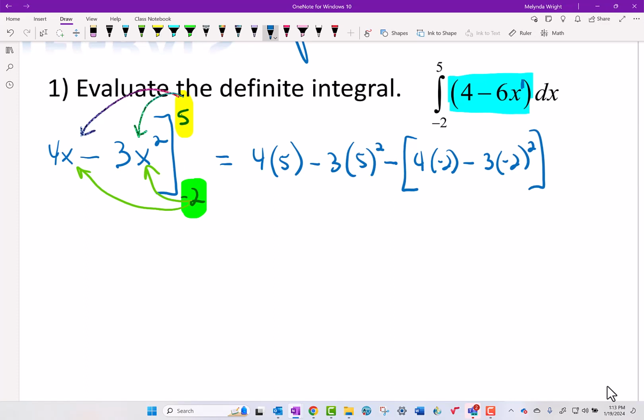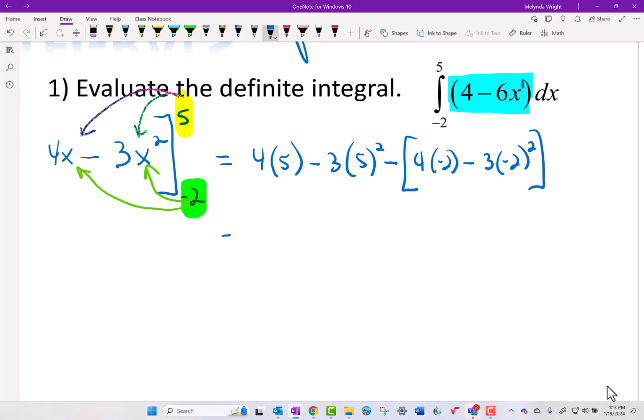Okay, that's the calculus. We are done with calculus now, and now it's arithmetic. And I don't know about y'all, but arithmetic is what drives me crazy. I have a hard time with it. I have to double and triple check what I'm doing. Okay, so let's do our arithmetic.